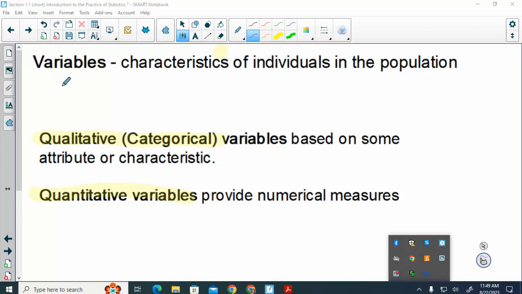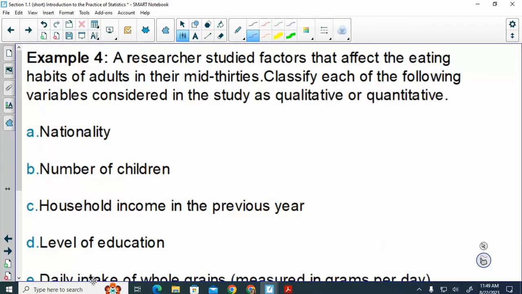Let's practice those. So I want to classify each of these things as qualitative or quantitative. So this is on your examples handout again. Nationality, qualitative or quantitative?